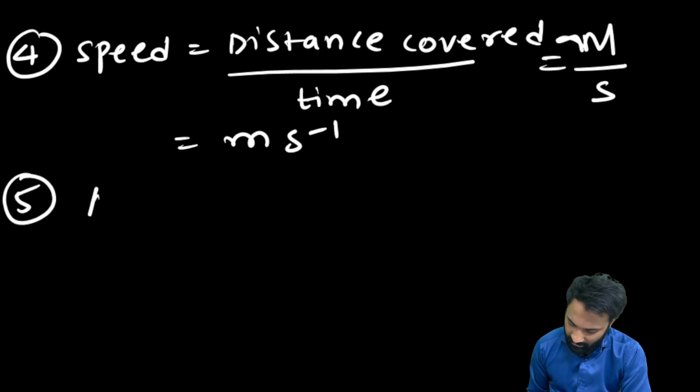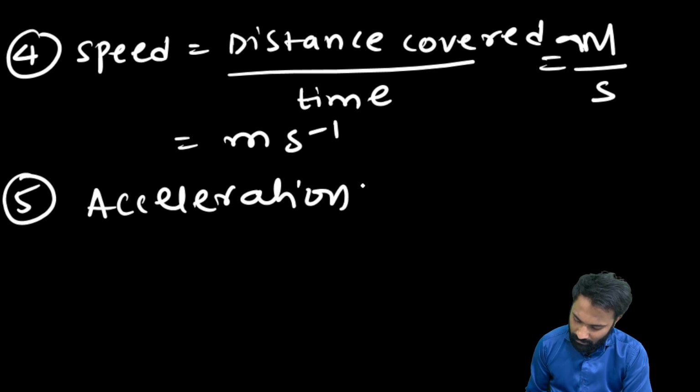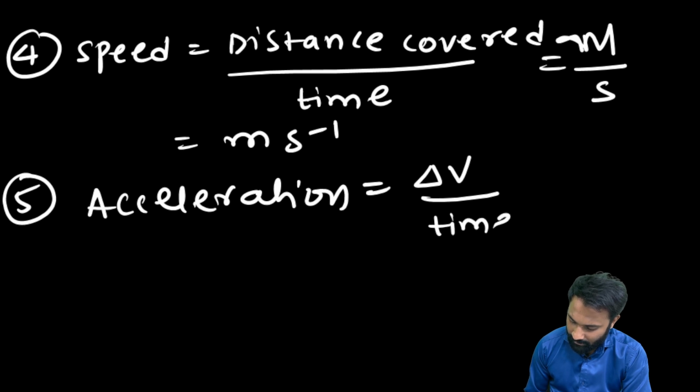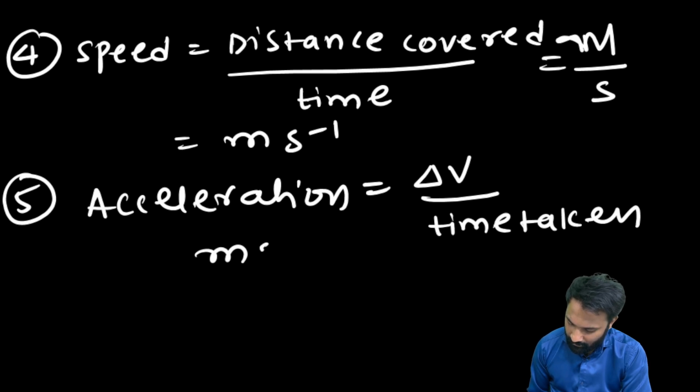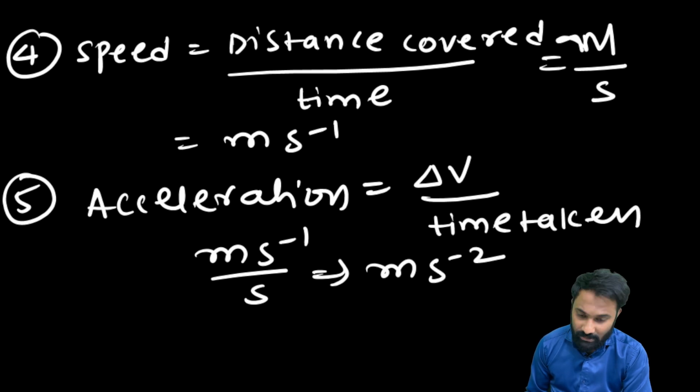Now the fifth one, we are having the acceleration. What is acceleration? Change in velocity by time taken. The change in velocity will be meter second inverse, divided by second. This will give you meter second inverse square. Clear? Now this is the unit of acceleration.